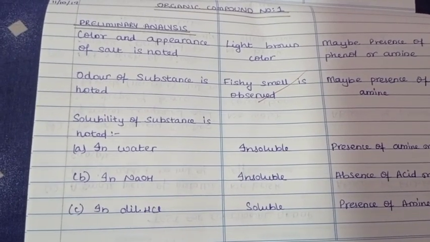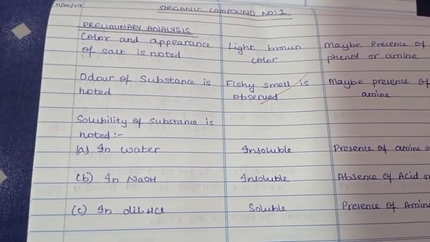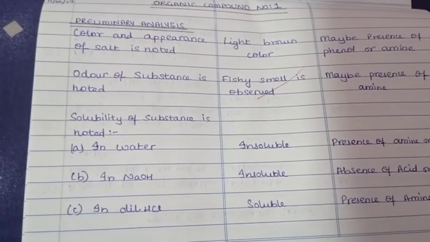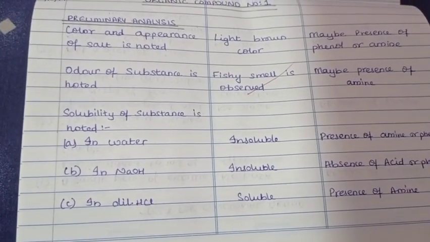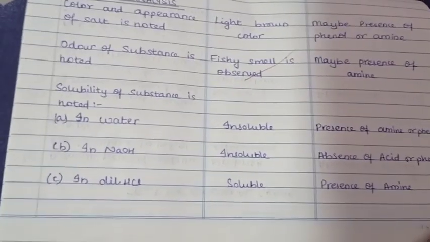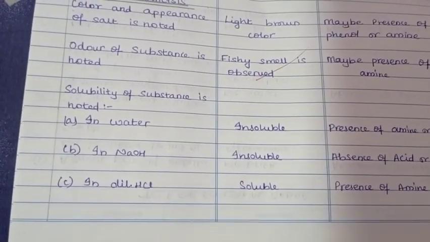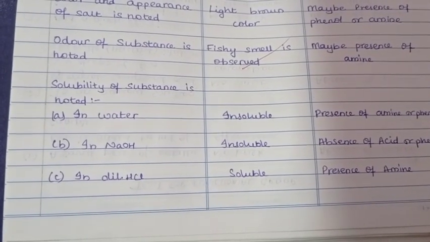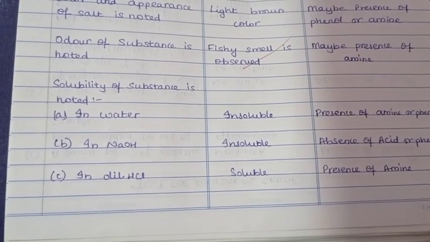Preliminary analysis is done to identify from the appearance, that is, the color and appearance of the compound is noted. There won't be any salt; we will provide everything as liquid only. If it is light brown in color, there may be the presence of phenol or amine, but we don't know correctly. Then odor, that is smell. If it is a fishy smell, that may be amine. If carbolic smell, that may be phenol. Almond smell is aldehyde. There are different smells. Then for solubility, we have to check solubility in water, in NaOH, and in dilute HCl.